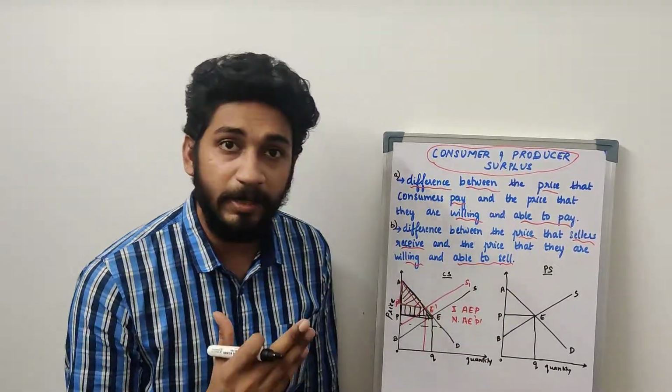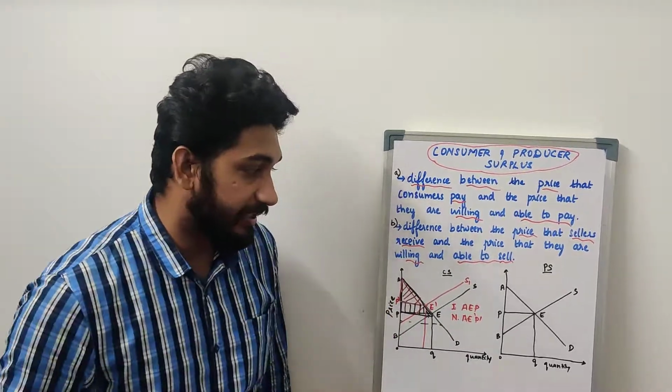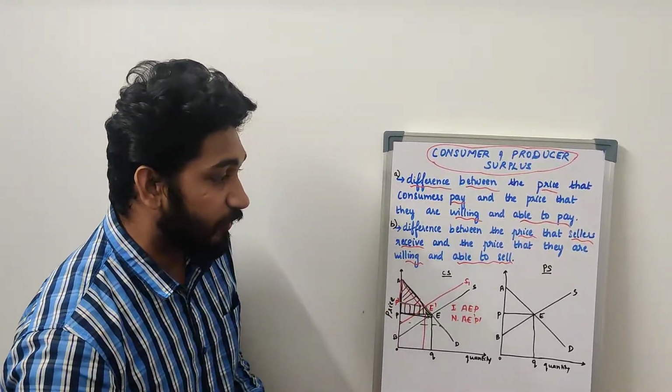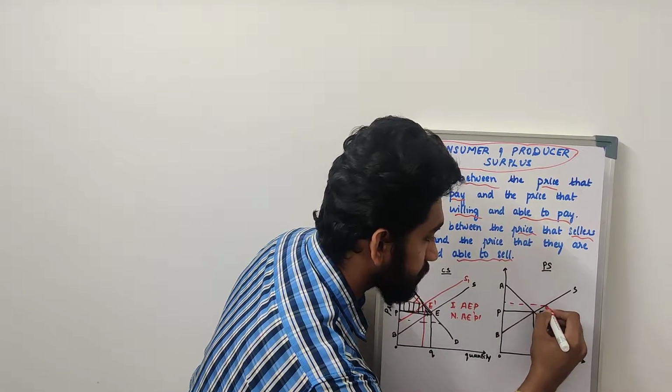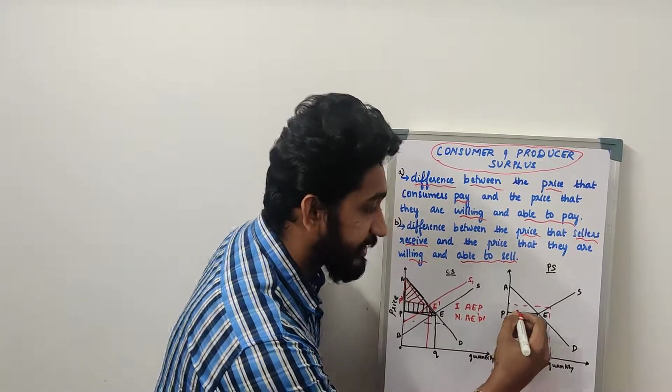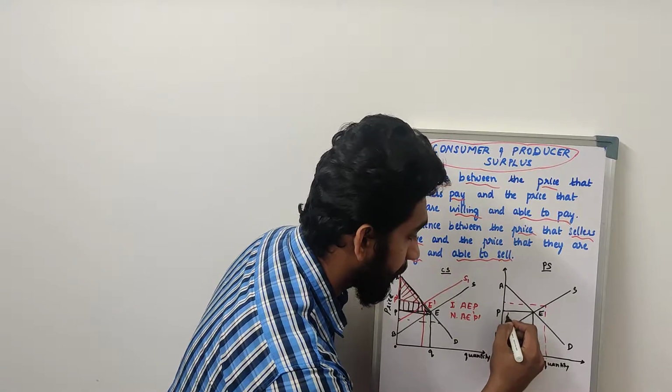So for producer surplus, what will be the same? We know the supply curve has a direct relationship. That is the same thing here. When the price increases from your initial equilibrium, let's say your price has gone up to this point, what happens? Your producer surplus has increased now. The initial triangle was this shaded area.